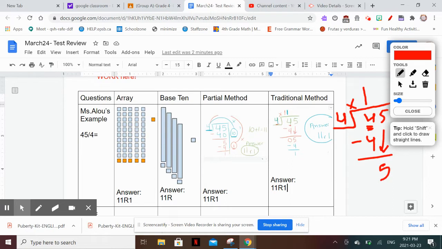And then I go like 5, how many 4? Well, it also has 1. 1 by 4 gives me 4. I subtract, I'm left with 1. Therefore, my answer is 11 and a remainder of 1.